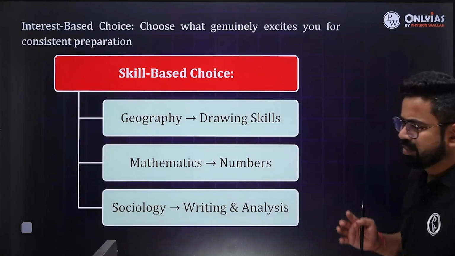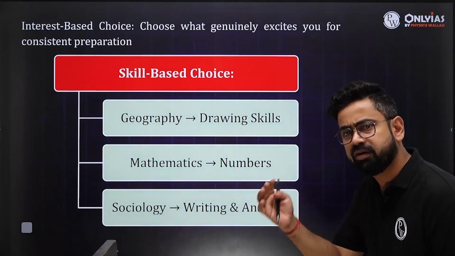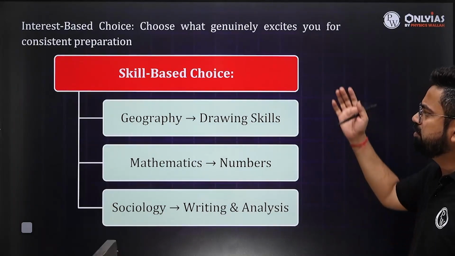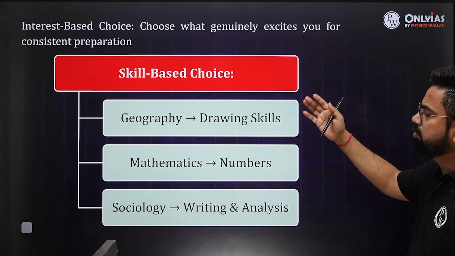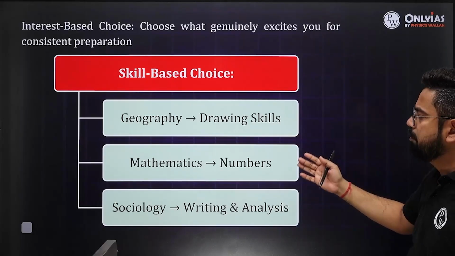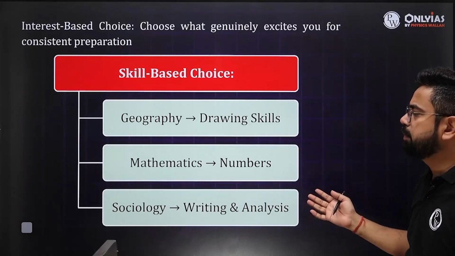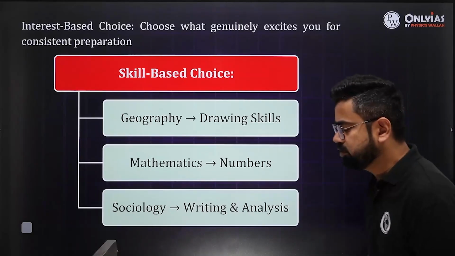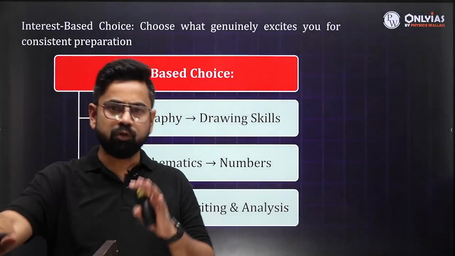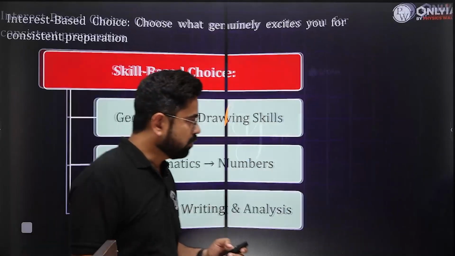Also skill-based choices. For example, once you study that optional, once you are developing interest in that particular optional, also consider a few things, whether it is suitable for your skill, aptitude. For example, geography will require a lot of drawing skills. You'll have to make maps and all. Mathematics, if you have aptitude for numbers, if you have some background, then only mathematics will make sense. Sociology, there is a lot of writing, analysis, observation of the society, right? So if you like doing this, then accordingly you can choose these subjects. So I hope you got the point.